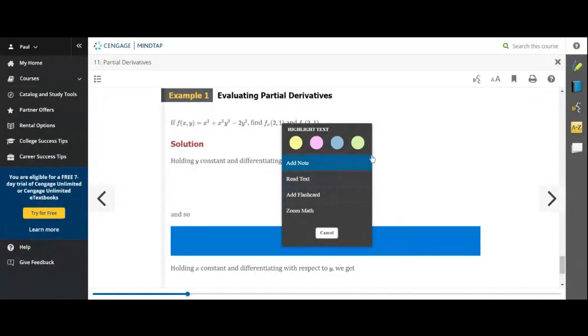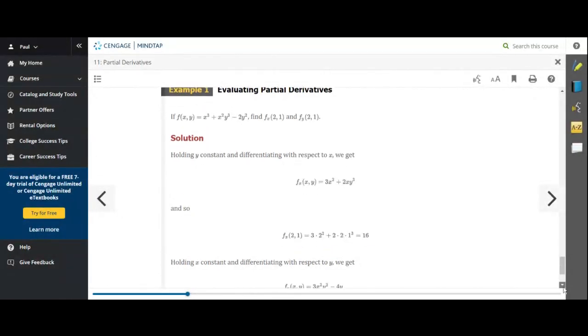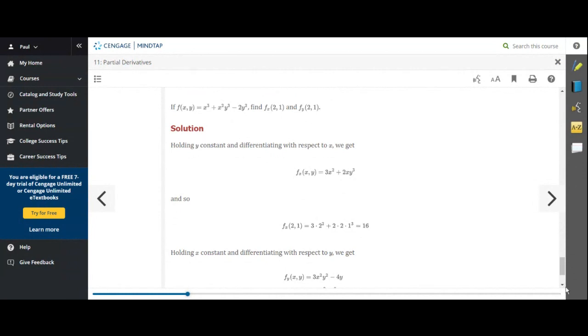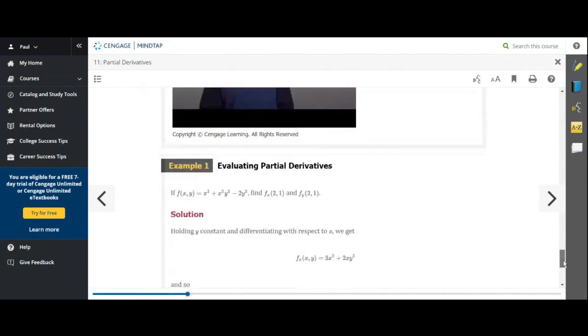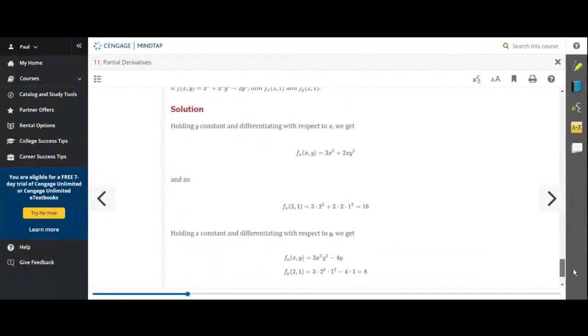Okay, so then naturally you can evaluate the partial derivatives at different points to get different answers. And that's what they do in example 1. Are there any questions on that?